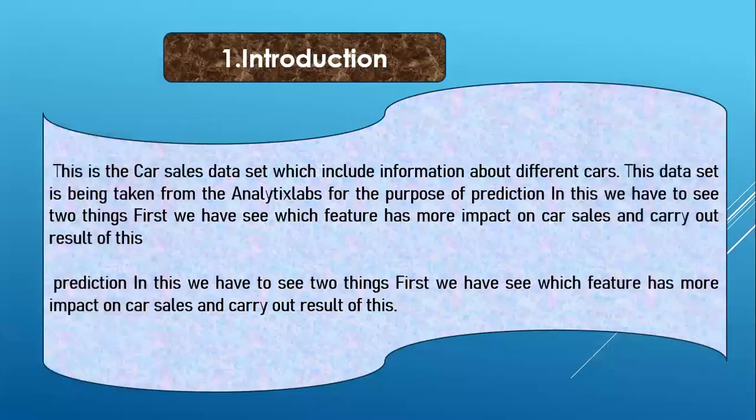Let me see what the introduction is. This is the car sales data set, which includes information about different cars. This data set is taken from Analytics Labs for the purpose of prediction. In this, we have to see two things. First, we have to see which feature has more impact on car sales and carry out the result of this.